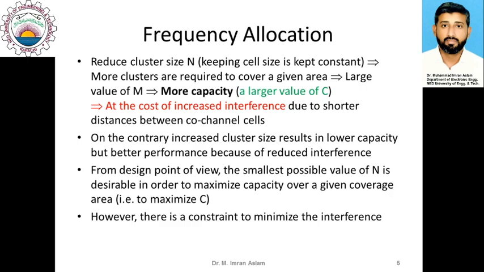So basically it's a trade-off. If we intend to increase the capacity, we end up with the interference problem, and if we try to reduce interference, eventually we have to compromise on the capacity. So when we are designing a system, we have to be considerate about these two aspects: how much capacity we need and how much interference level we can tolerate.